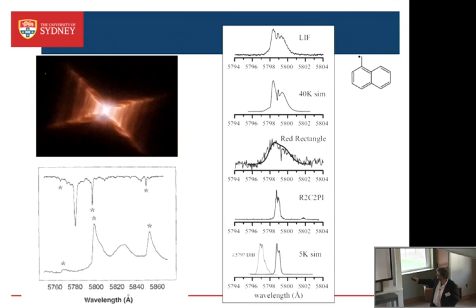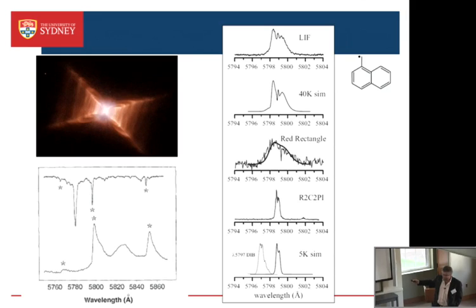We can create a reasonable simulation at a reasonable temperature of 40 Kelvin. We have used the VLT to acquire very high resolution spectra of the Red Rectangle a long way from the center, out to 15 arc seconds.